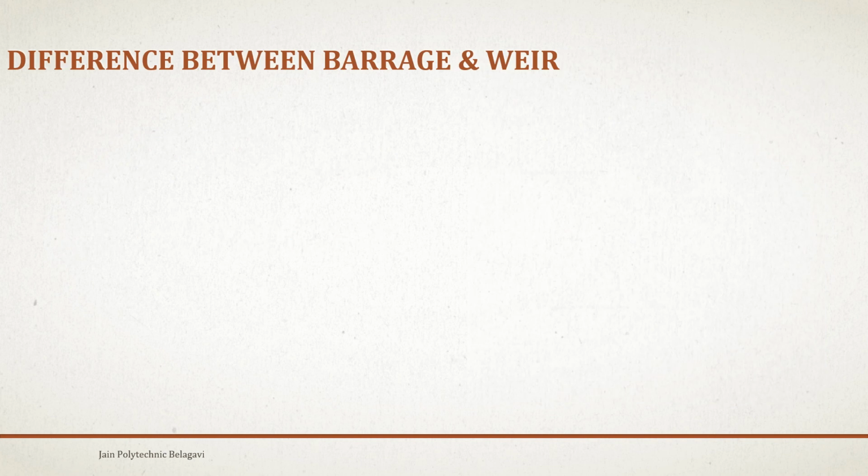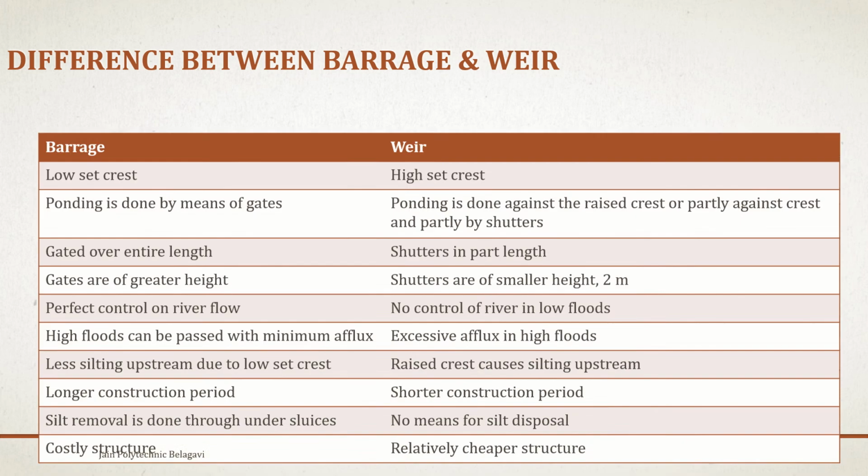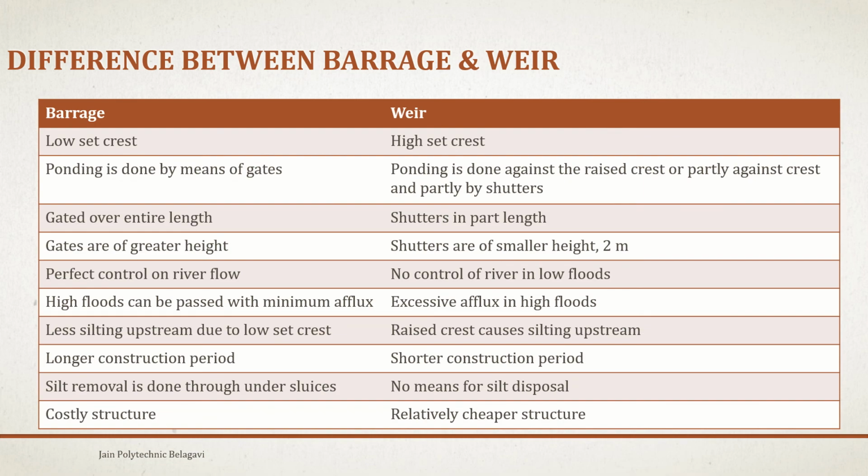Next, the difference between barrage and weir. The barrage has a low set crest. The weir has a high set crest. In a barrage, ponding is done by means of gates. In a weir, ponding is done against the raised crest, or partly against the crest and partly by shutters.